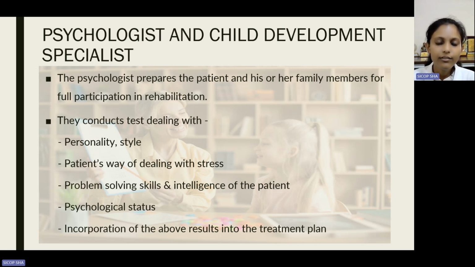They conduct tests dealing with the personality and the style of the patient's ways of dealing with stress. Since it is patient centered, they should know how the patient behaves so that modifications can be suggested. Then they assess the problem solving skills and intelligence of the patient, based on psychological status also, and incorporate the above results into treatment. So first they check personality, style, way of dealing with stress, intelligence, skills, and psychological status. After checking all this, the treatment plan is made.